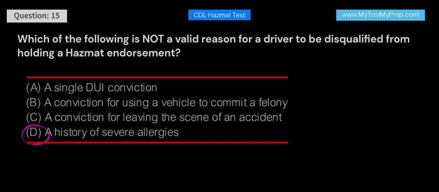Answer D. A history of severe allergies is not a valid reason for disqualification from holding a hazmat endorsement. DUI convictions, felony convictions involving a vehicle, and convictions for leaving the scene of an accident are all disqualifying factors.